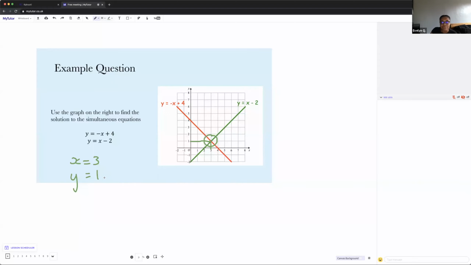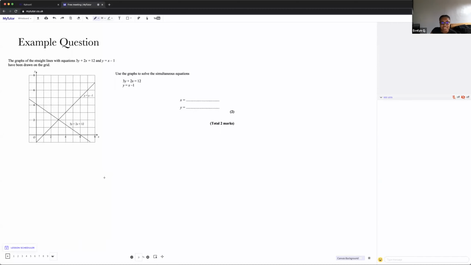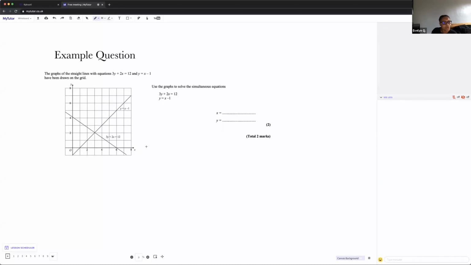Have a go at doing it. So just for time, I'd like you guys to have a go at this one. What would be the solution to this simultaneous equation? Remember, you're looking for the point where they cross. What is x equal to? What is y equal to?